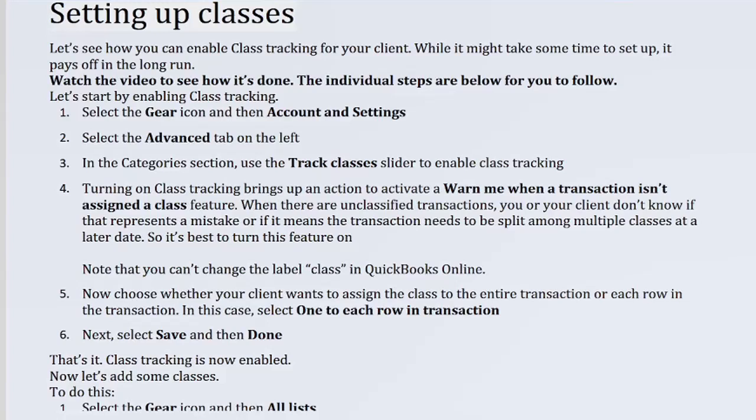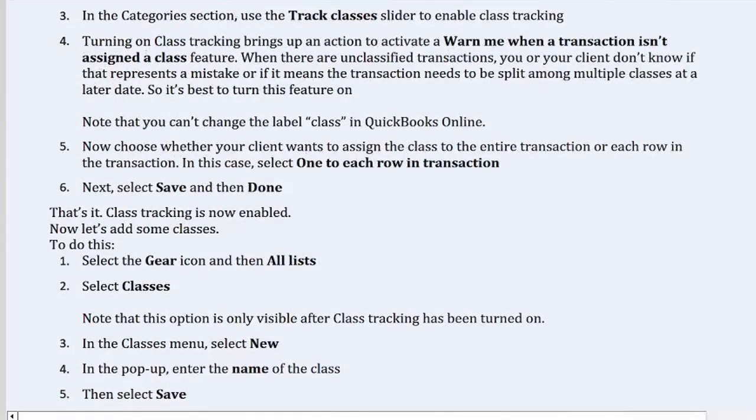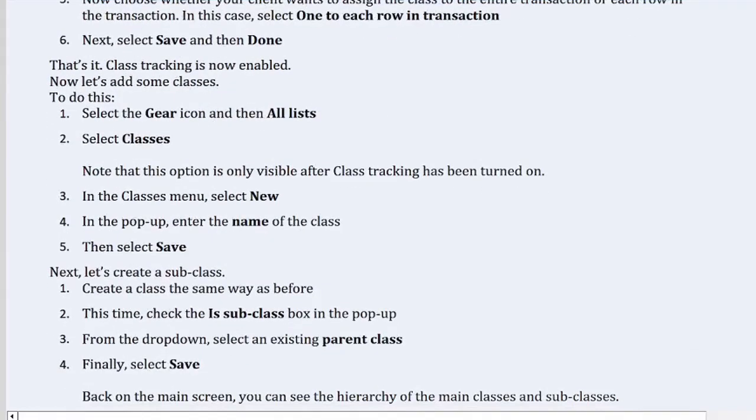Now choose whether your client wants to assign the class to the entire transaction or each row in the transaction. In this case, select one to each row in transaction. Next, select Save and then Done. That's it. Class tracking is now enabled. Now let's add some classes.